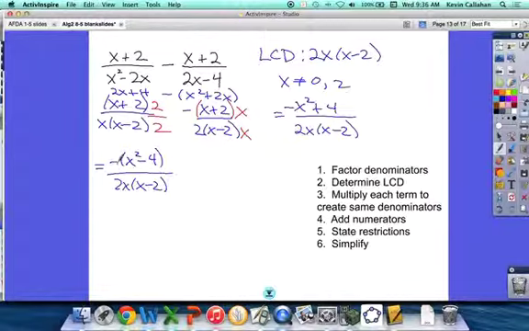So now, because of that, x squared minus 4 becomes negative x plus 2 times x minus 2, divided by 2x times x minus 2. And now I can cancel something. I can cancel the x minus 2's.